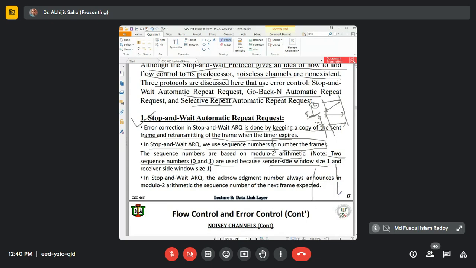What does it mean? It means that the sender is able to send a single frame, and the receiver is able to receive that single frame. This is what we call the window size: one window you are sending, so he is going to receive one window. So what is the sequence number for them? For sending the frames, the sequence numbers are 0 and 1. For example, if you want to send 3 frames, it is going to be 0 1 0, something like that. Is it clear?